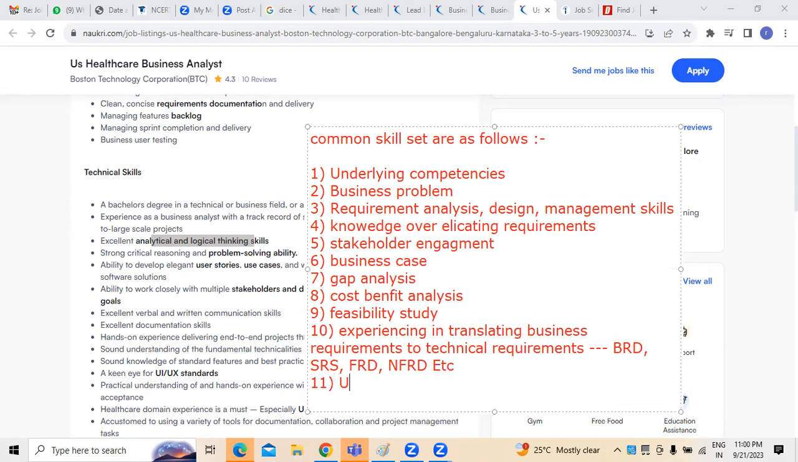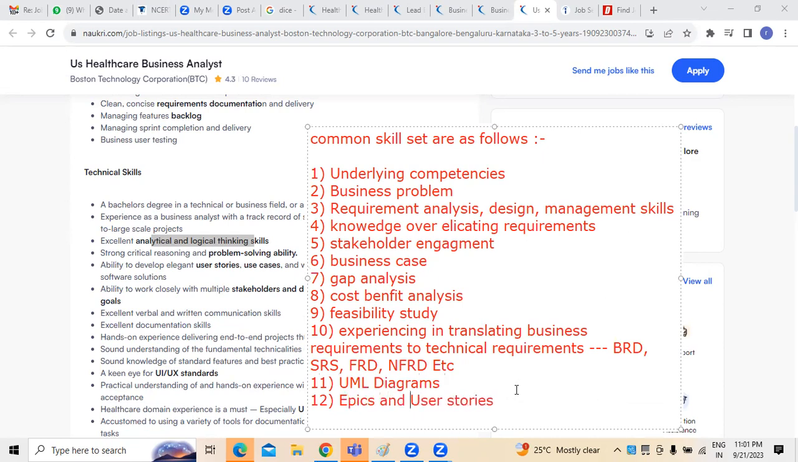Next, need to have a knowledge over preparing UML diagrams. Next, if you are working in an agile environment, you need to have a knowledge over writing user stories and epics. Next, need to have some exposure over preparing test cases, etc. Followed by this, knowledge over UAT, which stands for user acceptance test. Got it?